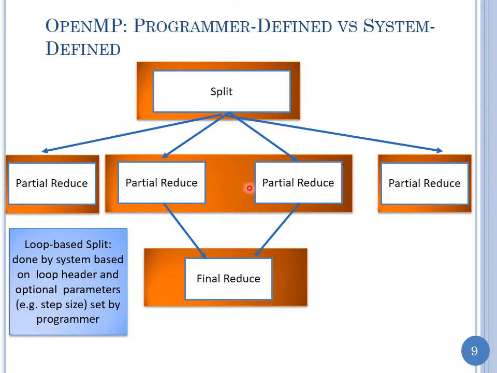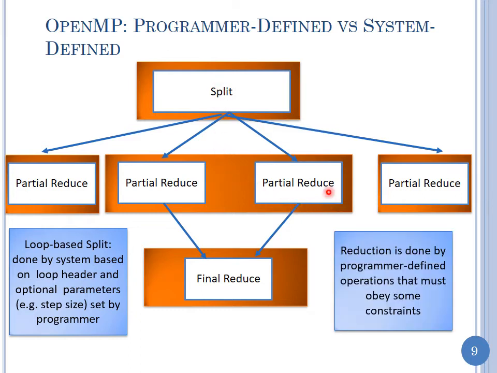So when we were doing an intra-process split, the basis for splitting was a loop, and the splitting was done by the system. Now we could control it. We could say, is this the step size? Is something else a step size? Are we going to do a dynamic split, guided split, static split? We gave it some parameters, but the splitting code was provided by the system. And if we gave it no parameters, then it used defaults. So the splitting could be completely automatic. Okay, that's what happened in OpenMP.